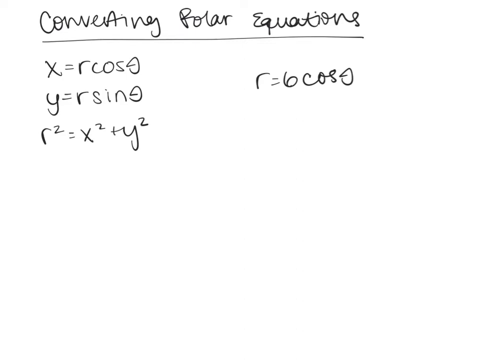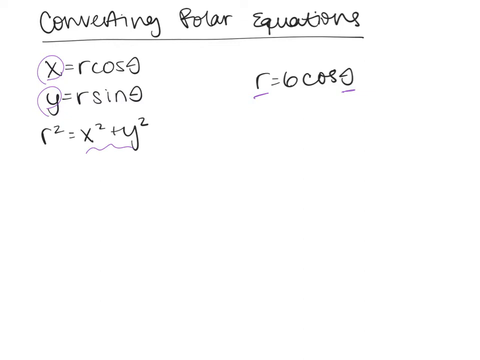So our goal in this problem is to convert this polar equation, which, as you notice, has a theta and an r in it, so that's how you know it's a polar equation, into a rectangular equation, meaning we only want it to have x and y's. Our formulas that we can use to help us: we know r squared is equal to x squared plus y squared.